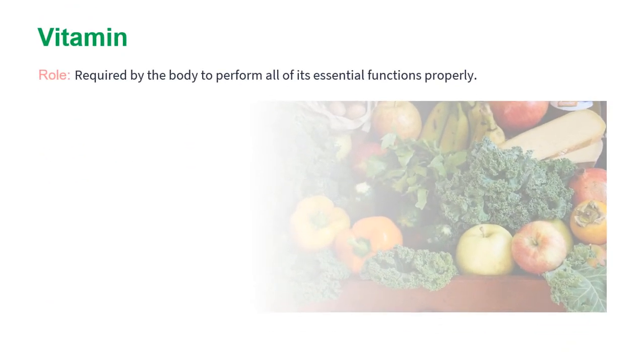Nutrients we require in small quantities are called micronutrients. The 2 micronutrients the human body requires are vitamins and minerals. Vitamins have important roles in human health. They are required by the body to perform all its essential functions properly, while their deficiency will result in the manifestation of many diseases, for example, vitamin A deficiency will result in night blindness. Humans require 13 different types of vitamins. Vitamins are classified into 2 groups, fat-soluble and water-soluble.